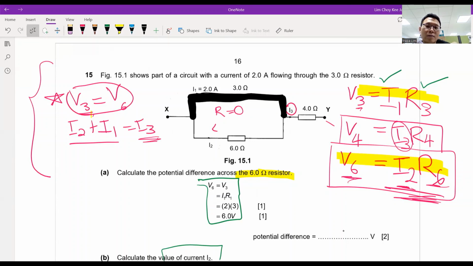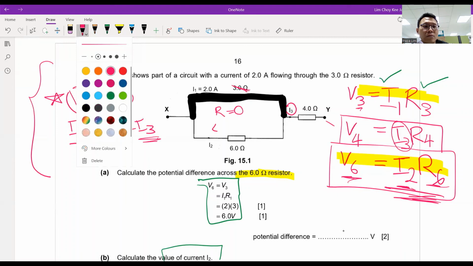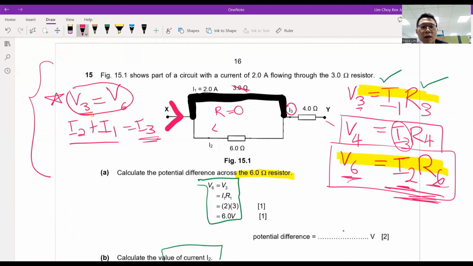And because this is an ideal wire, it actually causes a short circuit at this particular branch. And this short circuit has an effect other than removing the 3 ohm from the circuit. You will find that when the current comes to the branch here, it will not go down to the 6 ohm. There will not be any I2 now, because the top branch is now 0 ohm. All the current will travel up and go through your 4 ohm, bypassing your 6 ohm directly.